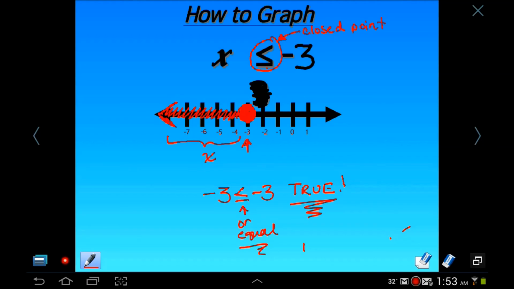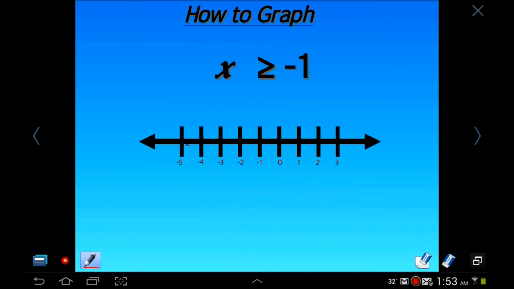Next example right here. x is greater than or equal to -1. Since we have this symbol, what are we going to use? We're going to use an open or a closed point. It's going to be closed. There you have it. And then this symbol represents greater than or equal to, and that means I'm going to shade to the right. Greater than means numbers greater than -1. So this represents x. And that's all you have to do to graph it. It's a very simple thing to graph these.